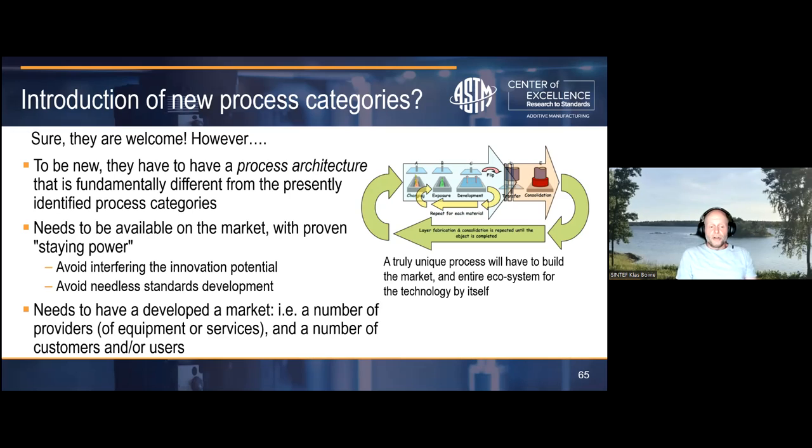It means to have a number of providers of services, of equipment, and also a number of customers, users, and consumers. Actually, ASTM has a requirement for each subcommittee that it needs to have a good balance between producers, users, consumers, and general interest. What you see to the right there is a process I was working on together with my colleagues many years ago, when it had not yet reached any commercial application. It was based on deposition of layers by xerographic methods.